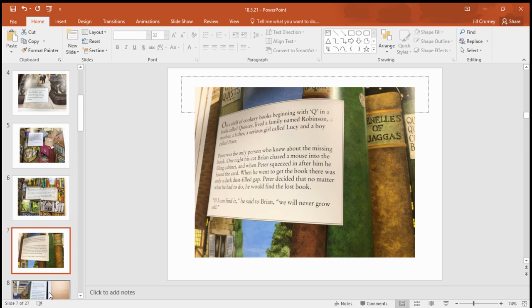One night his cat Brian chased a mouse into the filing cabinet, and when Peter squeezed in after him, he found the card. When he went to get the book, there was only a dark, dust-filled gap. Peter decided that no matter what he had to do, he would find the lost book. "If I can find it," he said to Brian, "we will never grow old."